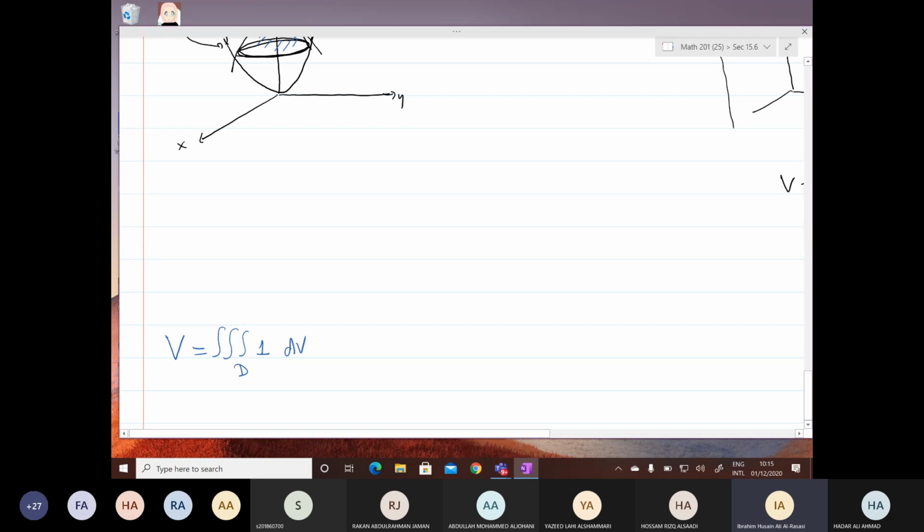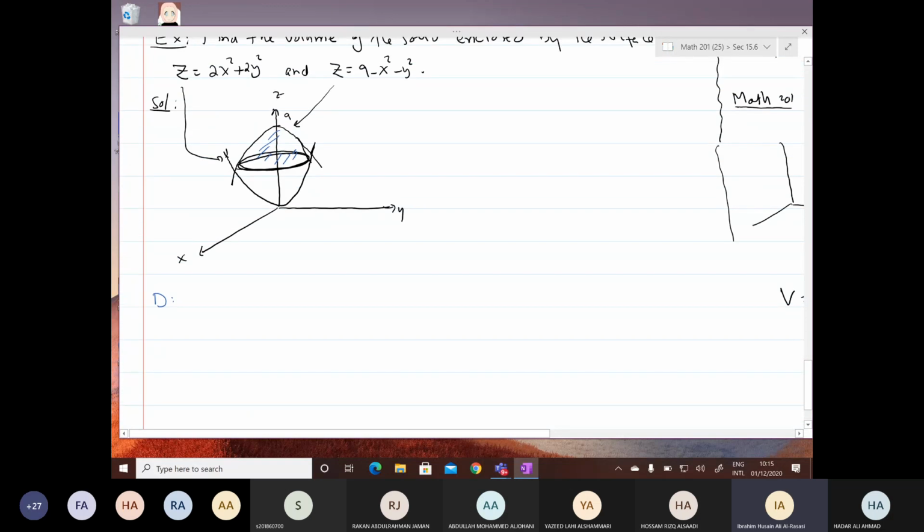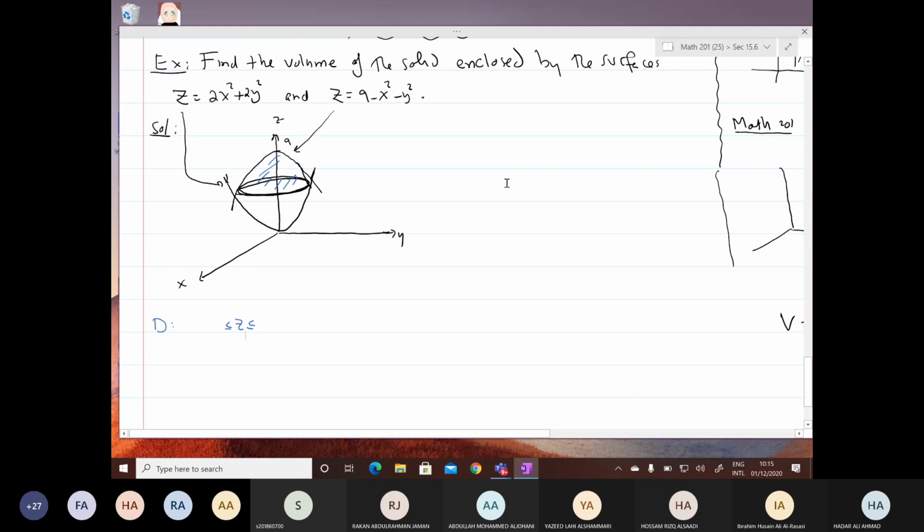Now I go and describe the solid so that I can set up the limits of integration. So this is D. This is a solid of type 1, so I have to know what the limits of z are. What is the lower surface in this solid here? 2x squared plus 2y squared. What is the upper surface? The other one, 9 minus x squared minus y squared.